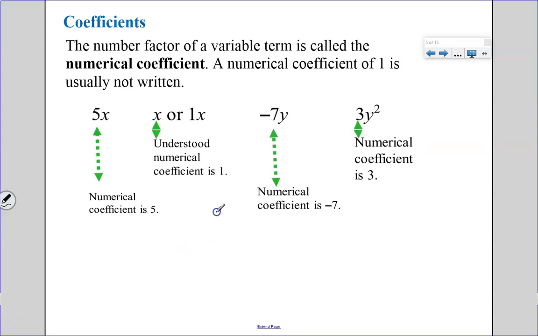Now, some more vocabulary words. Within a given term, you have the variable, but then you also have what is called the coefficient. The coefficient is the number that is attached to, and usually in front of, the variable. So for example, in this term 5x, 5 would be the coefficient, x is the variable. If you do not see a coefficient, then it's understood to be a 1. So when you see x, that really means 1x. And of course here the coefficient is negative 7. Here the coefficient is a 3.